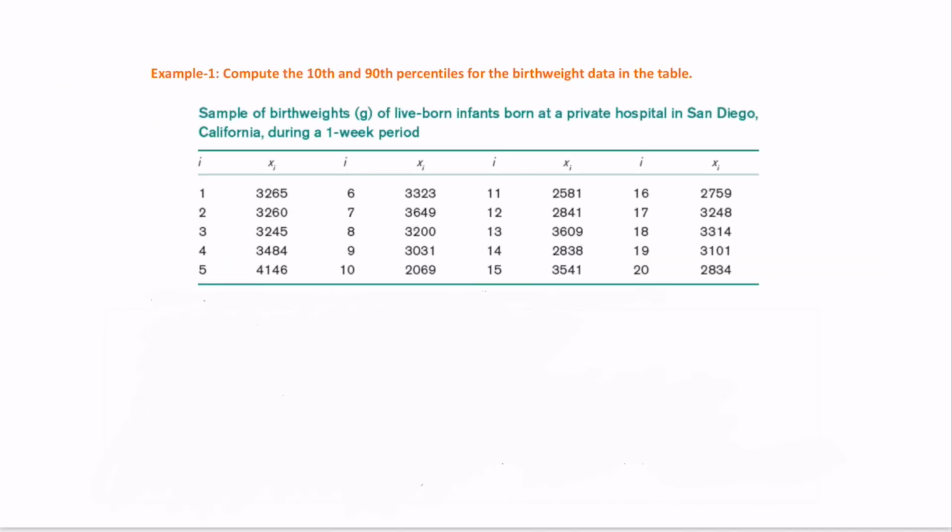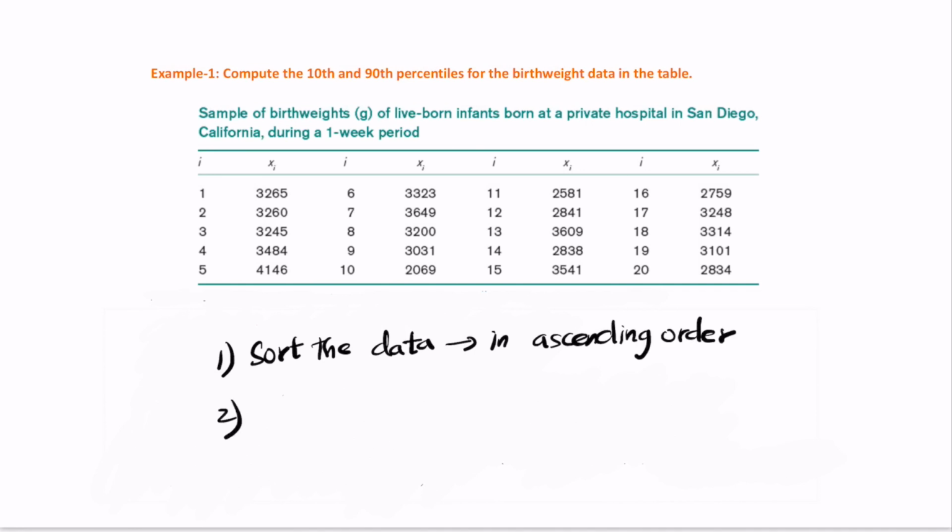So if you're done with the last problem, try this problem. In this problem, first sort the data in ascending order. Second, they are asking you to find the 10th percentile and 90th percentile. So try this problem. Pause the video here and try to solve this problem.